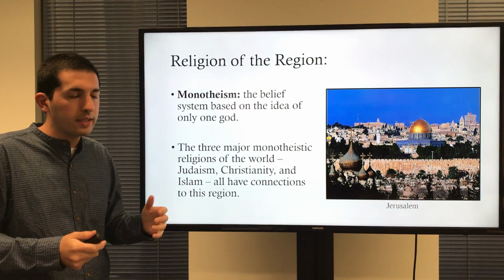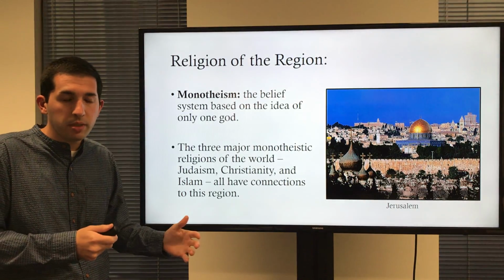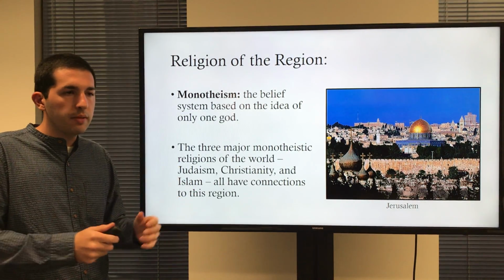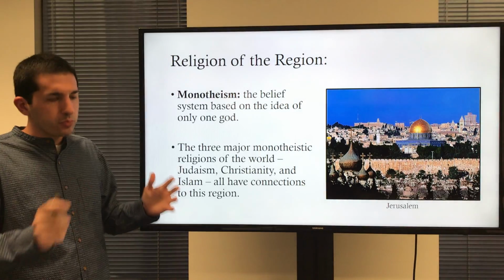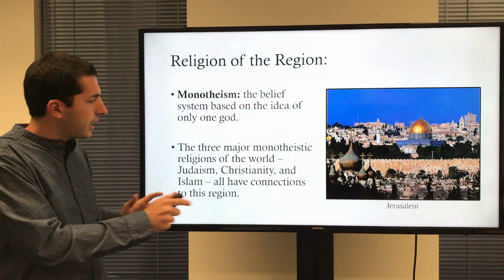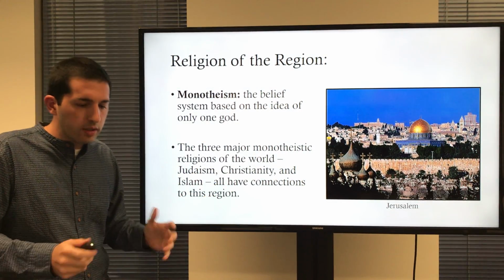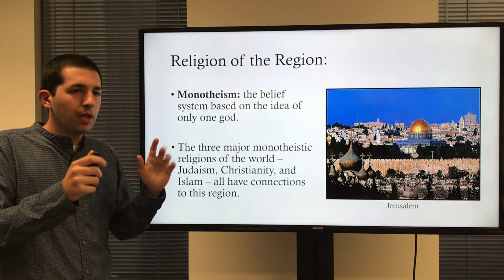In American politics right now, there's a debate whether to move our U.S. Embassy from Tel Aviv to Jerusalem, sort of making a statement there. We'll see what happens. But again, this city is very important, with three major religions here, and we'll go from there.